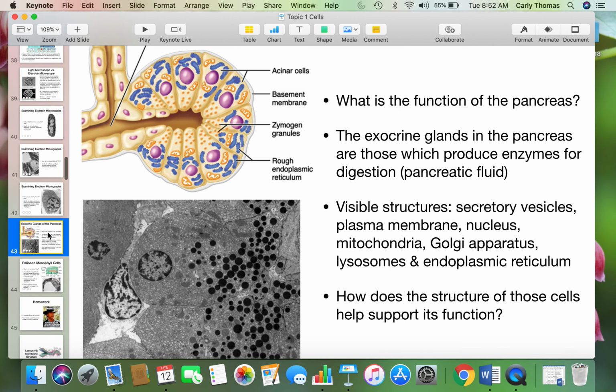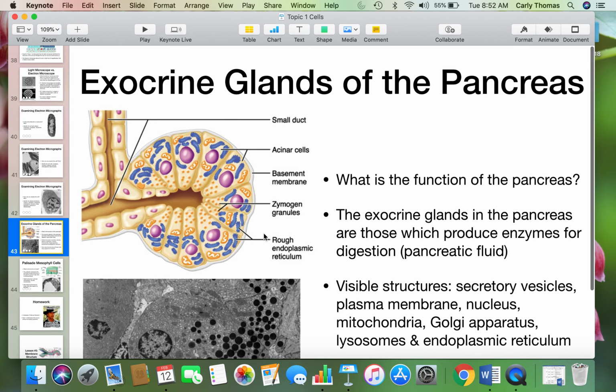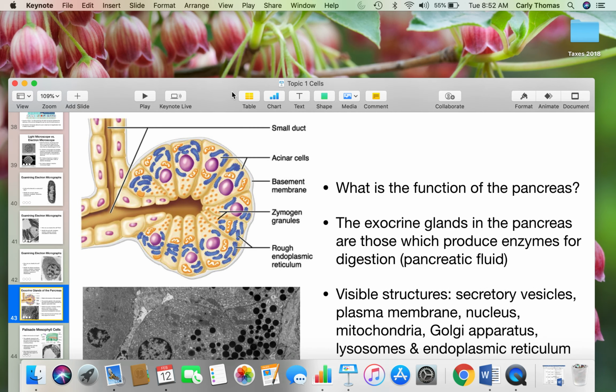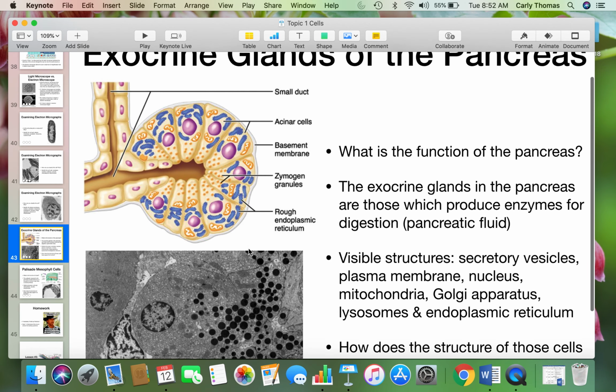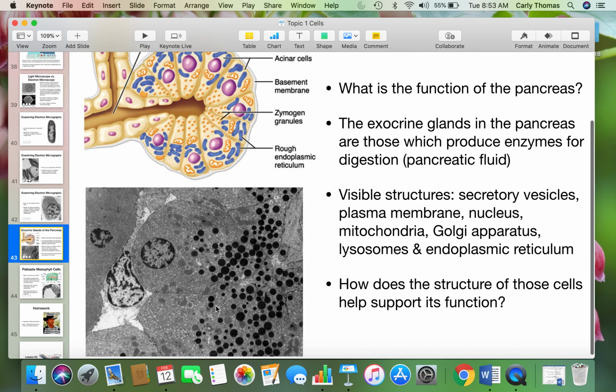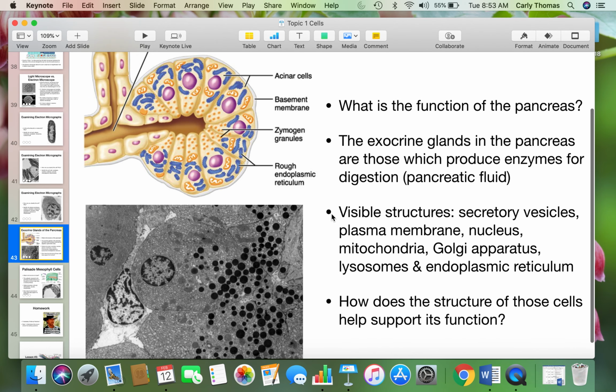Okay, we've got another one here. Looking at the pancreas, it's asking you to talk about the pancreas and its structures. So take a minute and examine the pancreas image here. So remember pancreas from topic 6. Here's a diagram of it, and here's an actual cell electron micrograph image. So take a minute and pause and take a look at that.